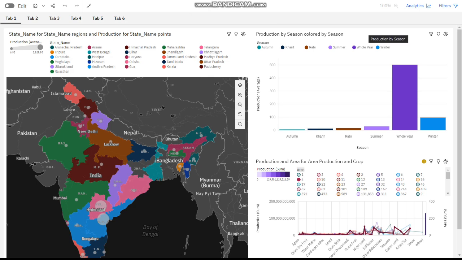As we all know, India has 6 seasons for growing crops, which are autumn, kharif, rabi, summer, whole year, and winter. So we are using the bar graph to see in which season the production rate is more. Similarly, here is the production and area of production. We have used the line graph here to view which crop is grown area-wise, which crop covers more area.